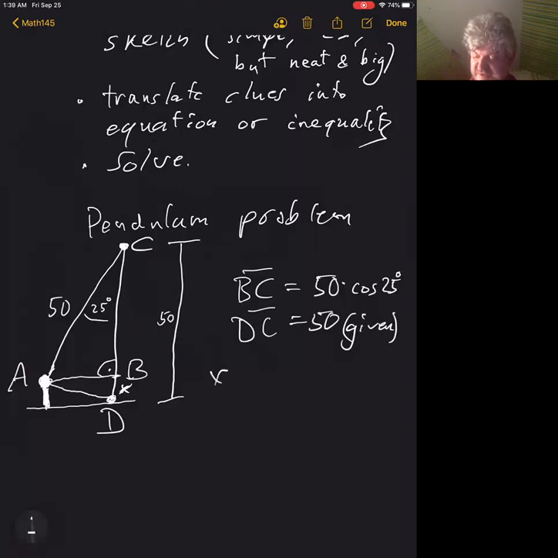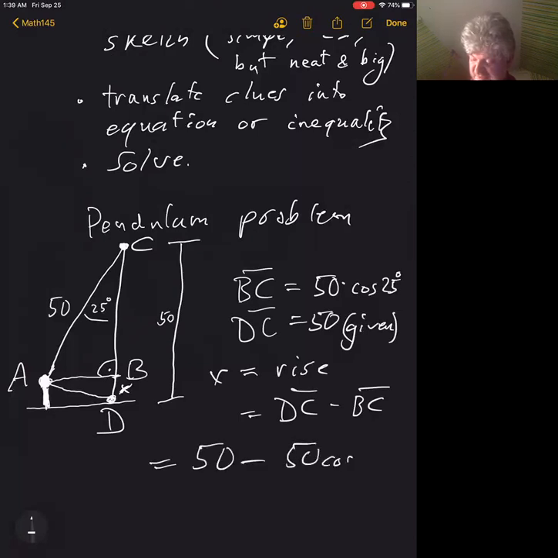And the quantity that we're looking for, that rise, is the length of DC minus the length of BC. That's 50 minus 50 times cosine of 25 degrees. If you calculate that with a calculator, make sure you convert those degrees to radians, because by default, your calculator expects input for trig functions as radians.